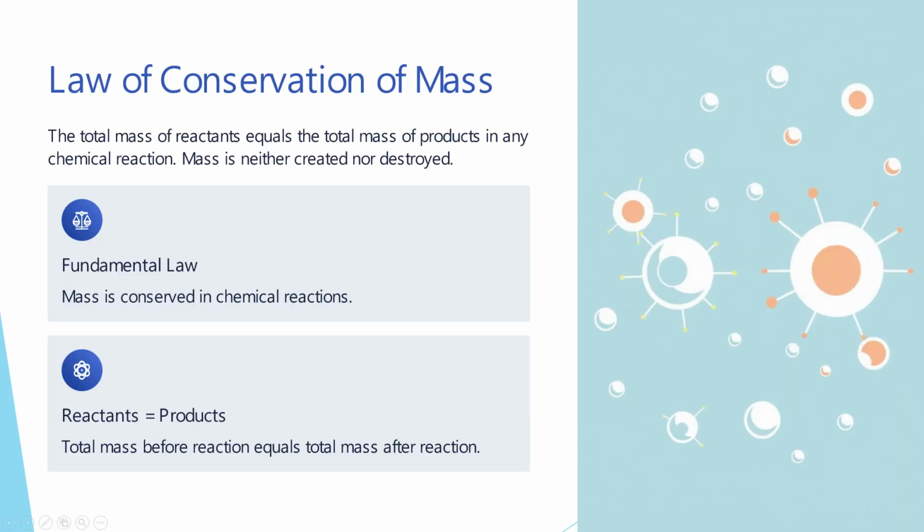According to the law of conservation of mass, mass is neither created nor destroyed in a chemical reaction. The total mass of reactants is always equal to the total mass of products in any chemical reaction. Atoms do not get created, nor do they disappear. They just rearrange.